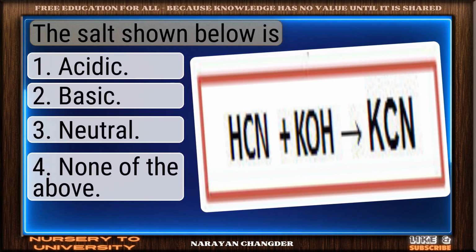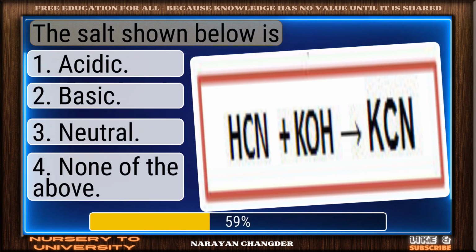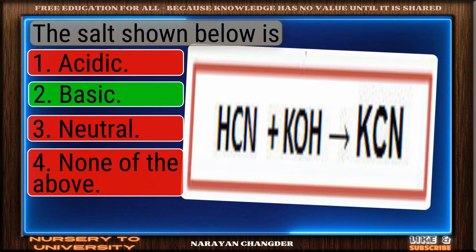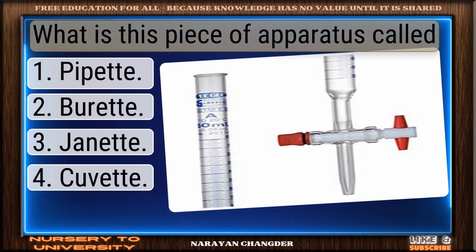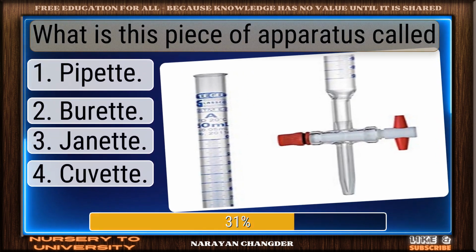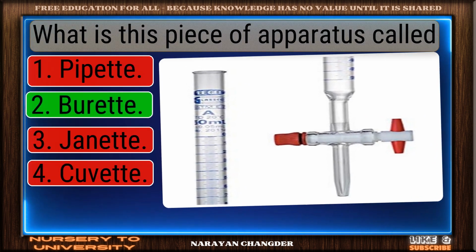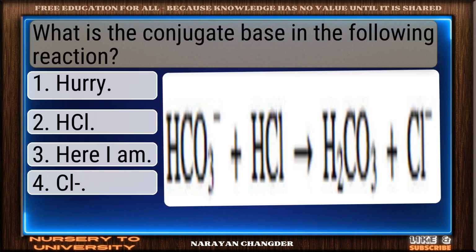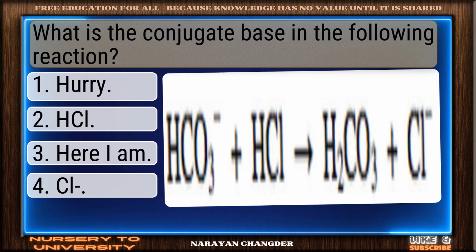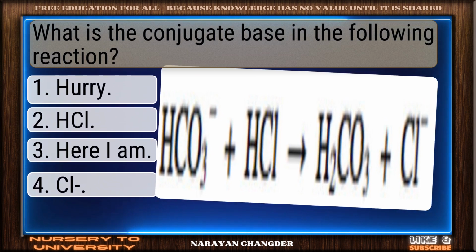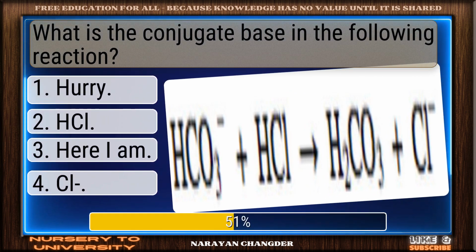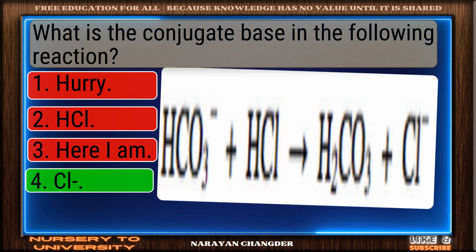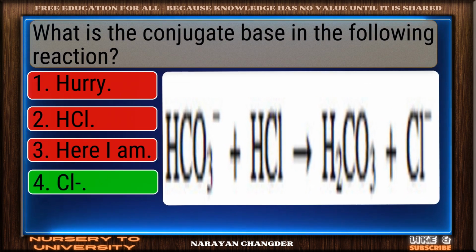The salt shown below is. Right again. Basic is a valid answer. What is this piece of apparatus called? You're right. Burette is the correct answer. What is the conjugate base in the following reaction? Nice selection. Cl- is the correct and valid answer.